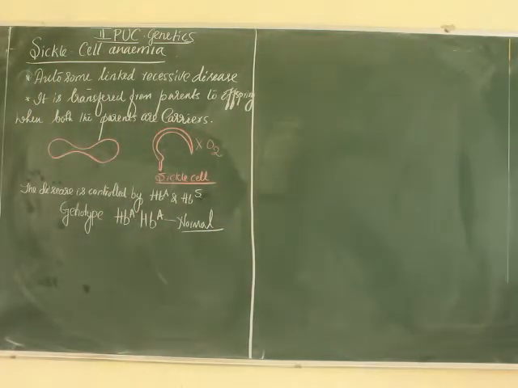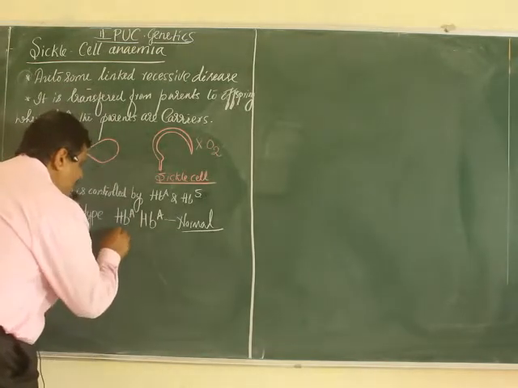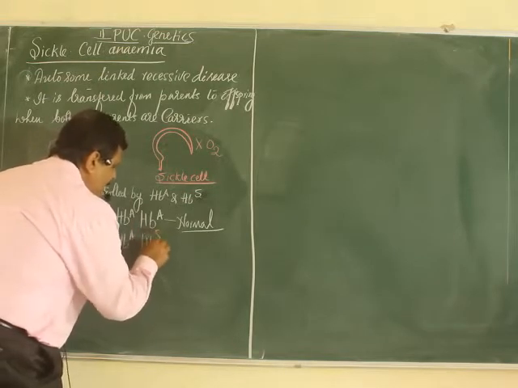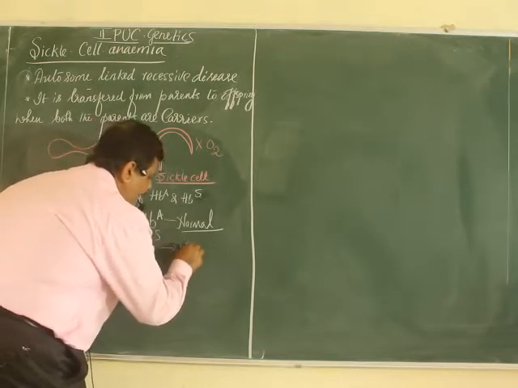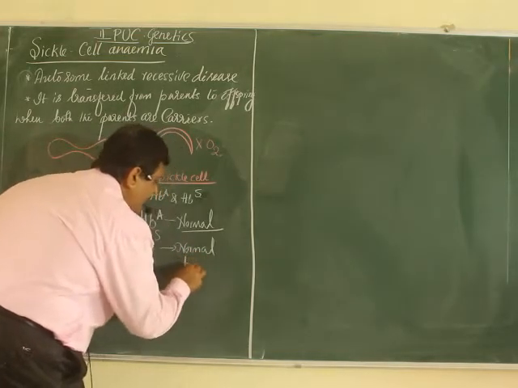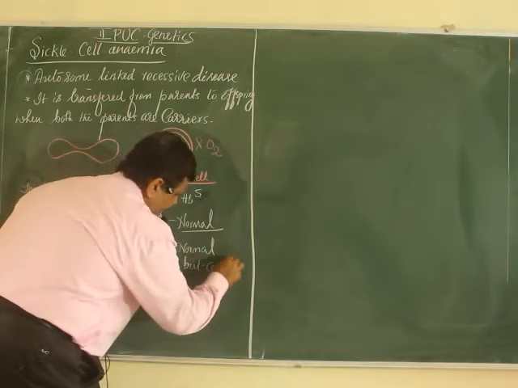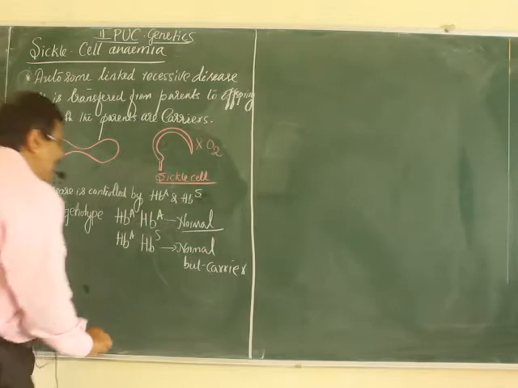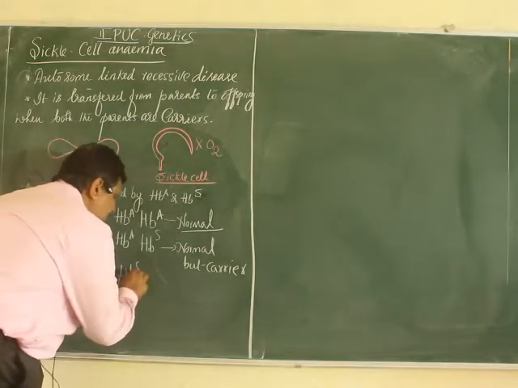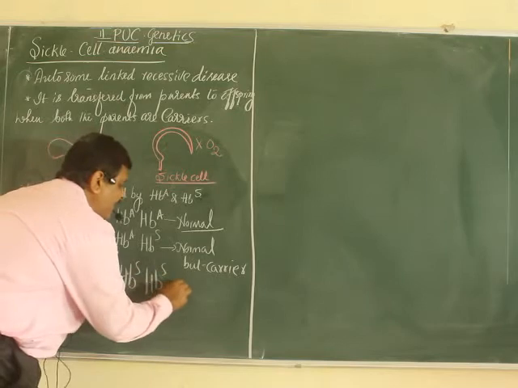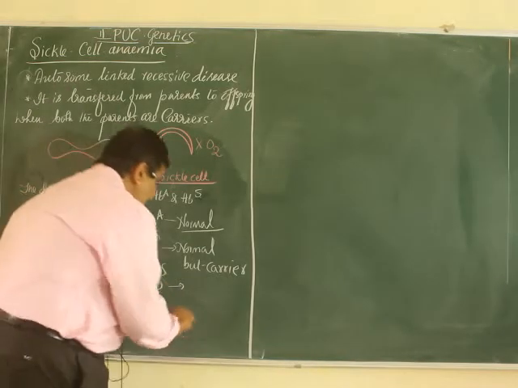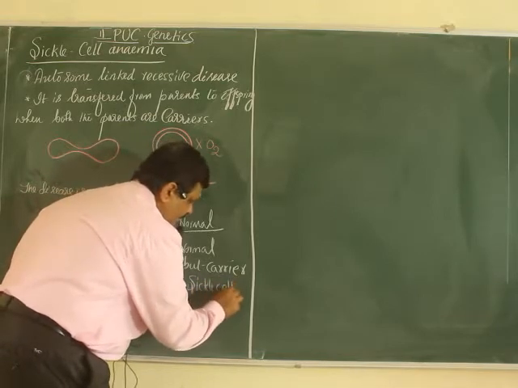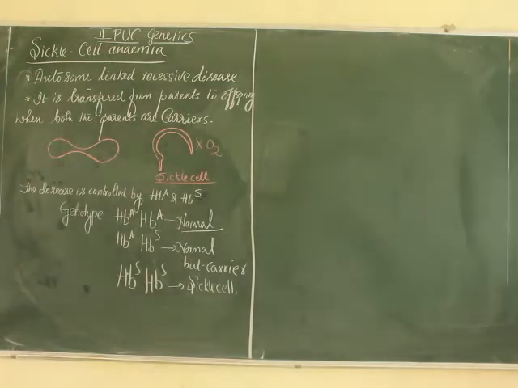But if the genotype is HBA and HBS, then the person will be normal, but he will be a carrier. And when the person is HBS and HBS, having a mutated gene in both alleles, he will be a sickle cell patient.